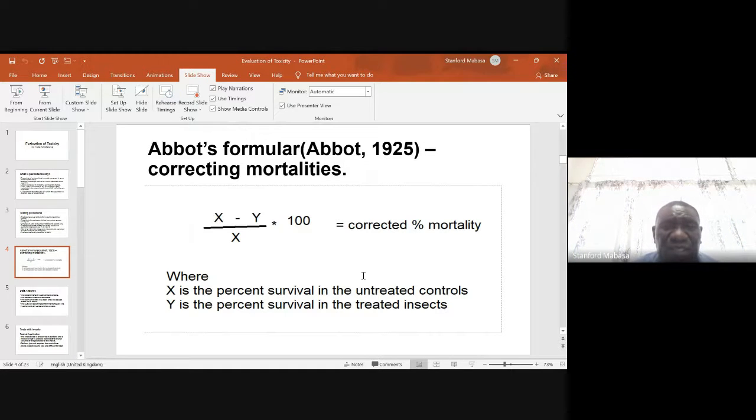One of the formulas which is used was the one adapted from Abbott in 1925 and is still being used to correct mortalities or deaths. It is x minus y divided by x times 100. This will give you the corrected percent mortality, where x is the percent survival in the untreated controls, y is the percent survival in the treated insects, or it could be some animals.